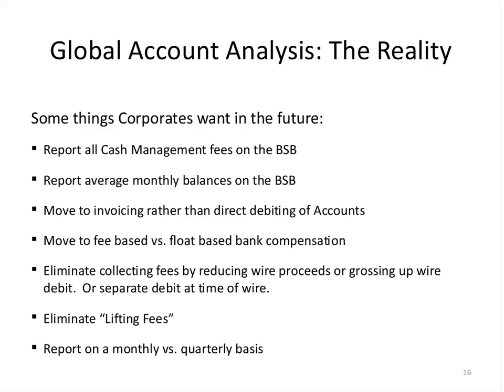Essentially, corporates still want some things going into the future. For large corporates, they want to be able to report all their cash management feeds, either in the U.S. or in the BSB globally. They want to be able to report monthly balances in the BSB. I think for companies based in the U.S. that have foreign bank account reporting requirements, this is going to become even more critical. There's a $10,000 threshold that they have to monitor against as part of that regulation. So that's important. That's from a U.S. multinational perspective. However, that could be for global multinationals as well.